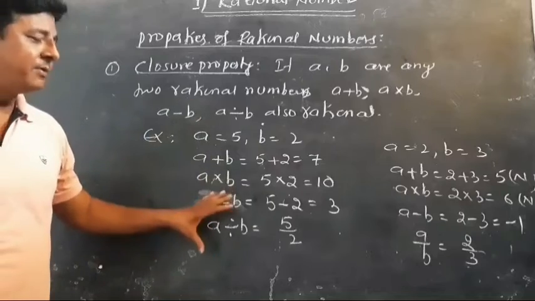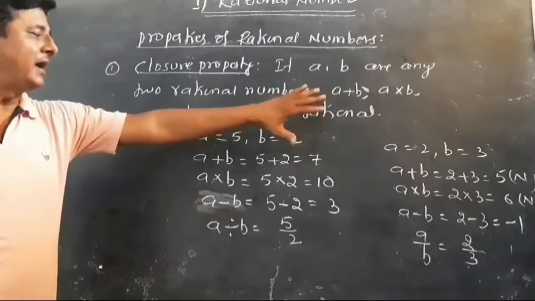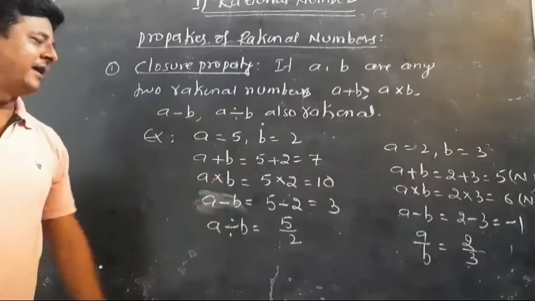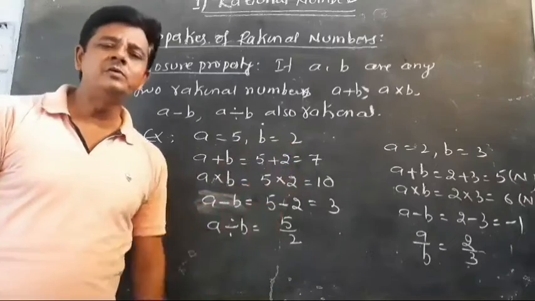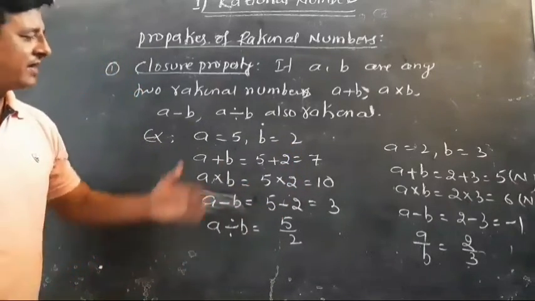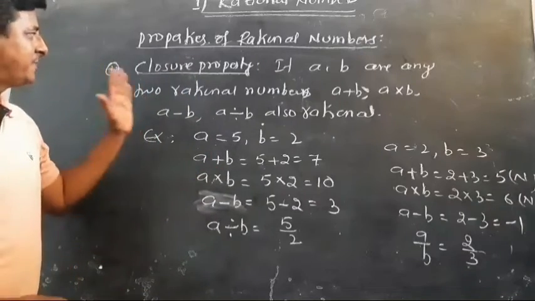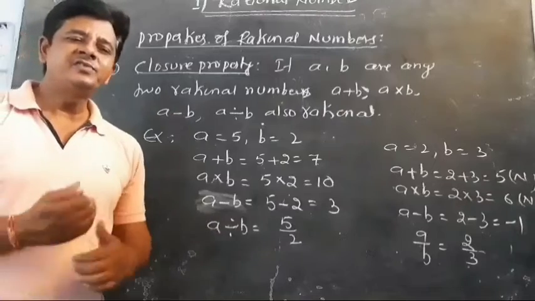That is the example for the property: a plus b, a into b, a minus b and a divided by b. You can take any numbers, not only a is equal to 5 or b is equal to 2. You can take any examples and write. It is the first property, closure property, and the next are commutative property and associative property.